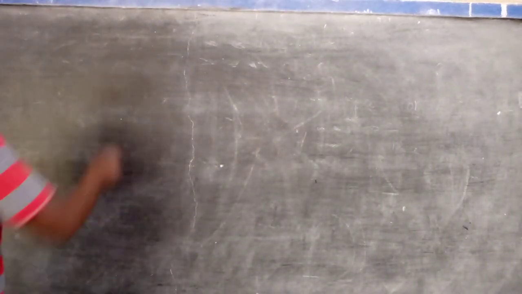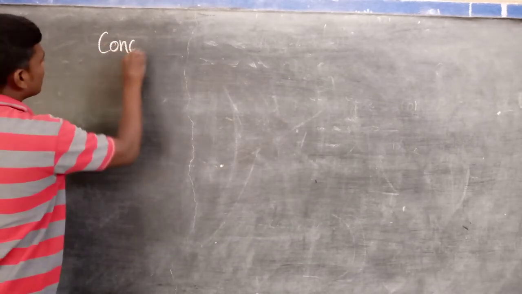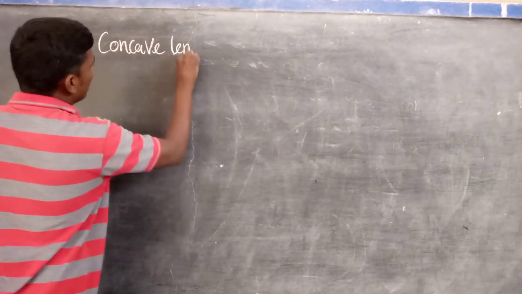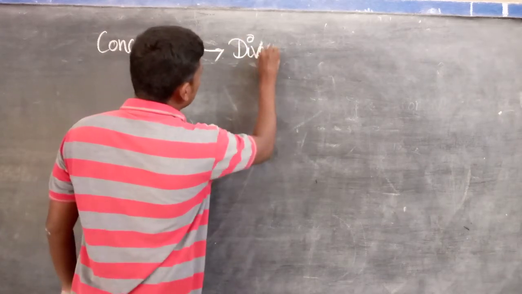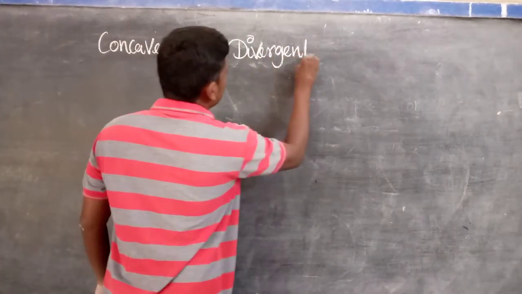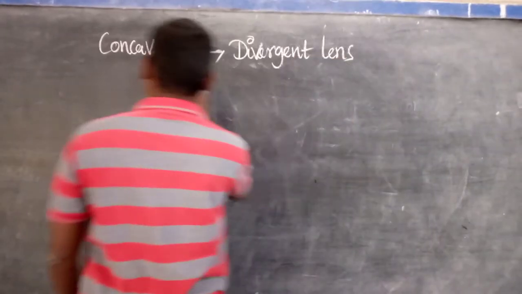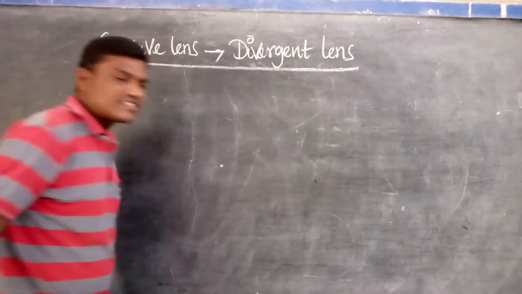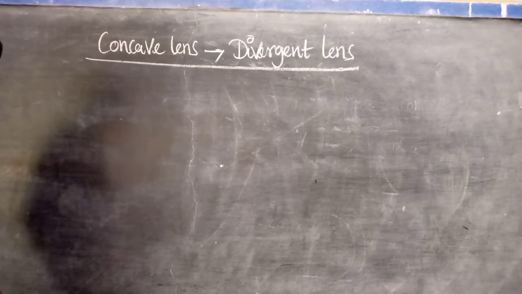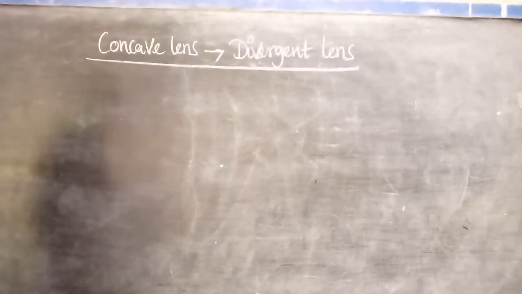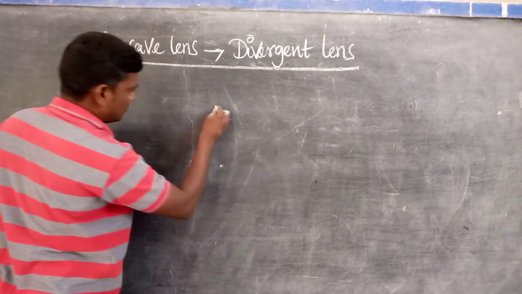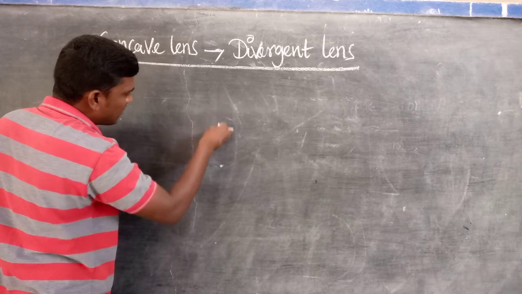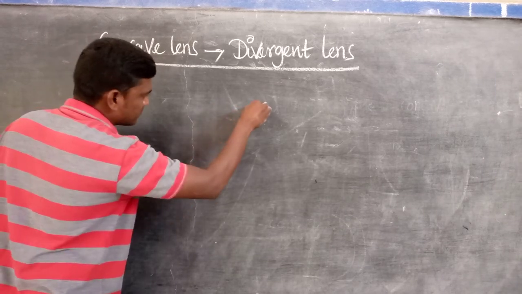Next one, the concave lens acts as a divergent lens. Divergent lens means after the refraction, the rays never meet at any point, but appear to meet at another point. That is the meaning of that. So now here also we can set up the equi-concave lens.